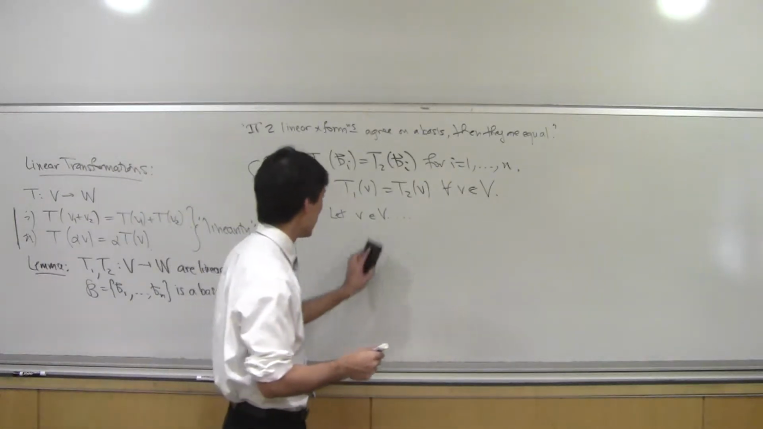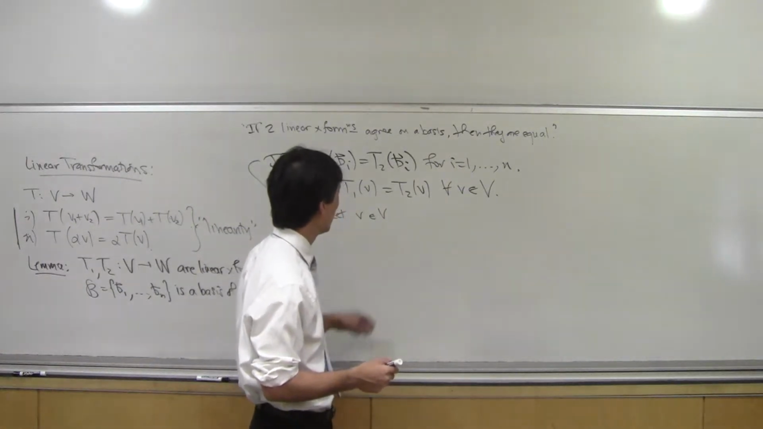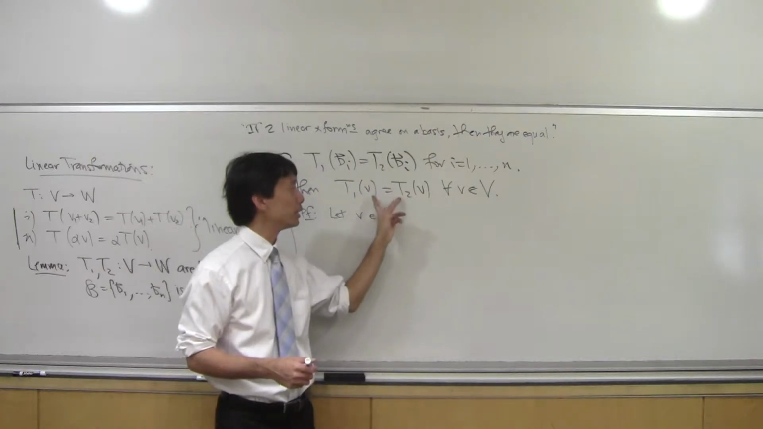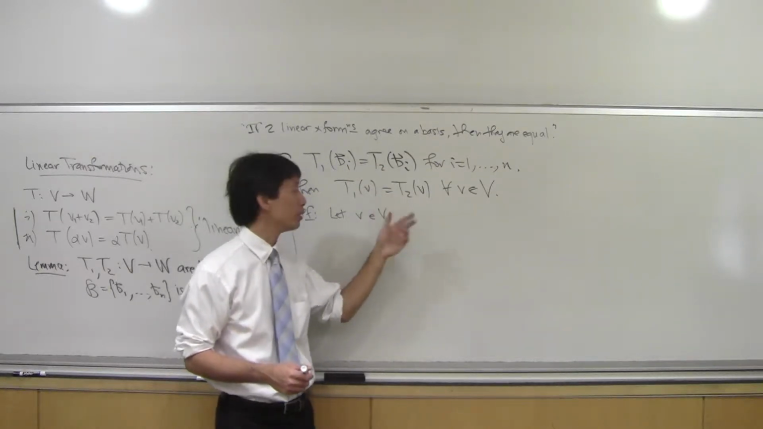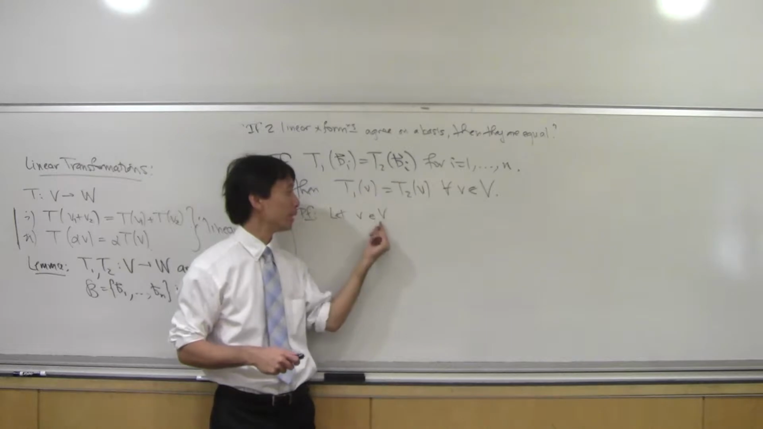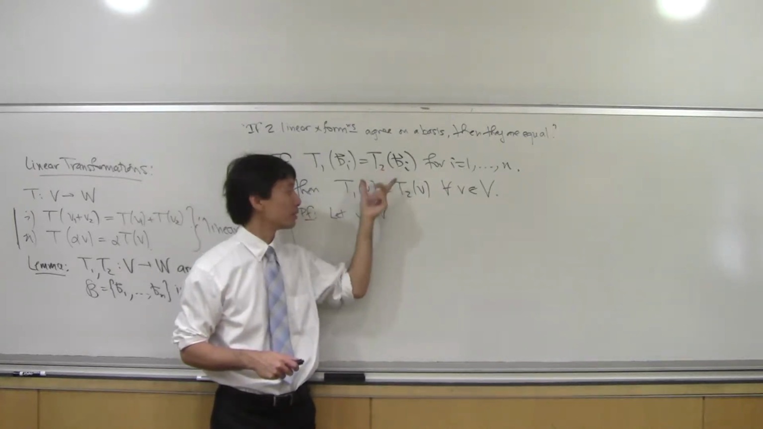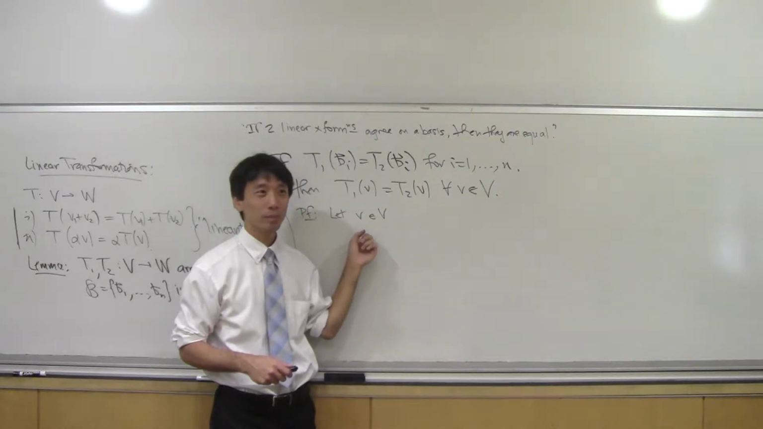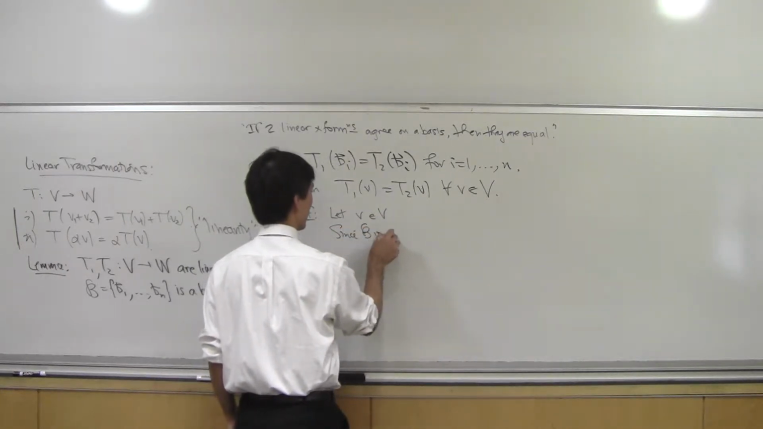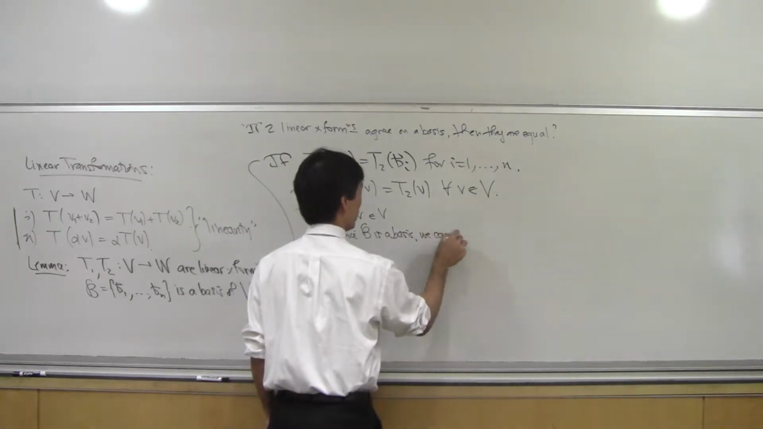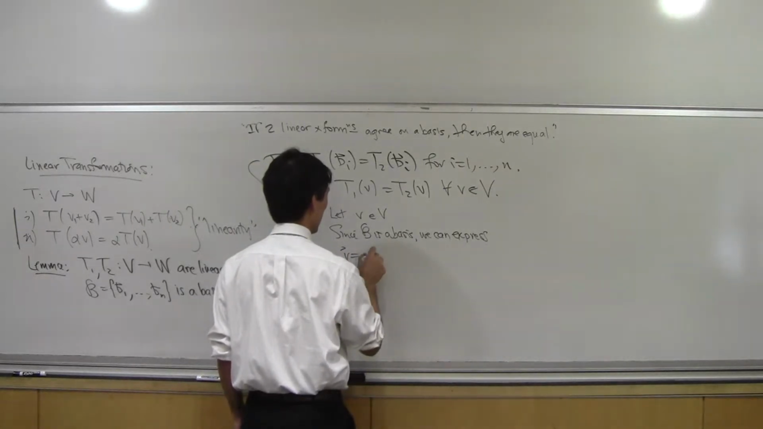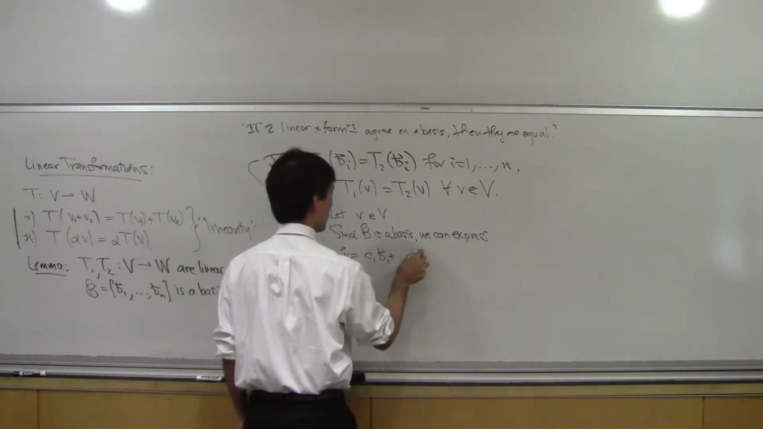Okay, let's talk. You know that these two transformations agree on each element of the basis. You want to show that they agree on any element in your vector space. So pick some vector in your vector space. What do you do? You have to use this fact. You can express it as a linear combination. Since B is a basis, we can express v as some linear combination, c1 B1 plus cn Bn.